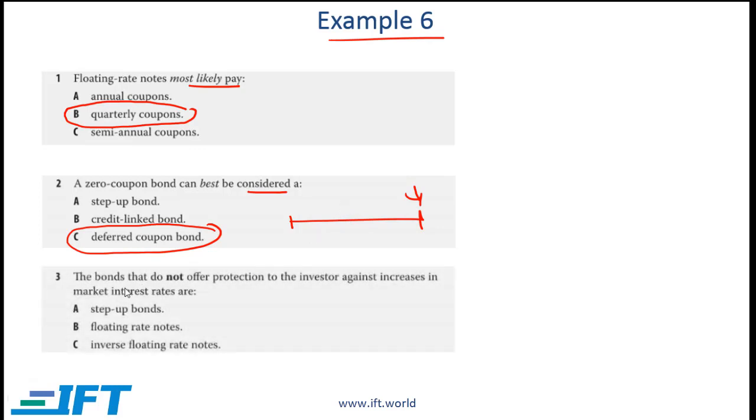The bonds that do not offer protection to the investor against increases in market rates are step-up bonds, floating rate notes, or inverse floating rate notes. Actually, the best answer here is inverse floating rate notes, because if the interest rates in the market go up, then the rate paid by this particular bond actually comes down. That's why it's called an inverse floater.